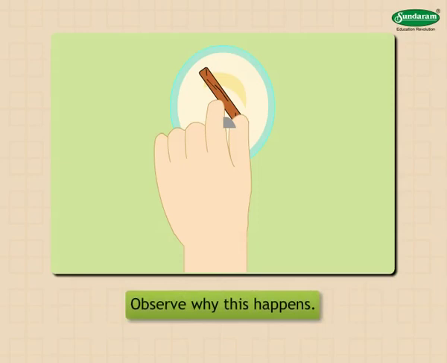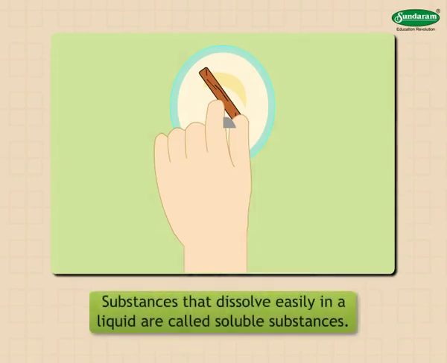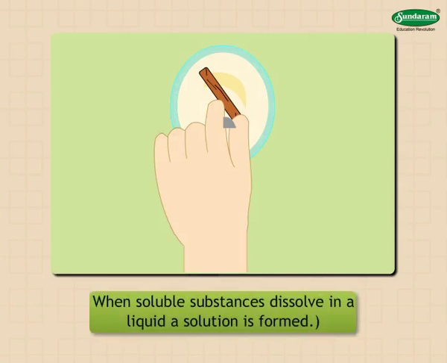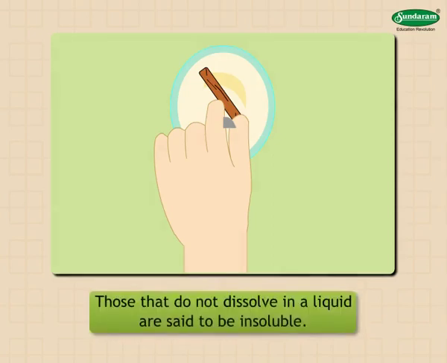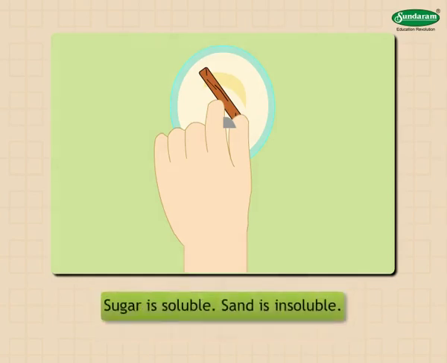Observe why this happens. Substances that dissolve easily in a liquid are called soluble substances. When soluble substances dissolve in a liquid, a solution is formed. Those that do not dissolve in a liquid are said to be insoluble. Sugar is soluble. Sand is insoluble.